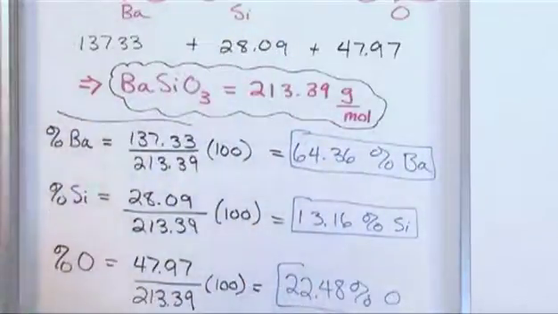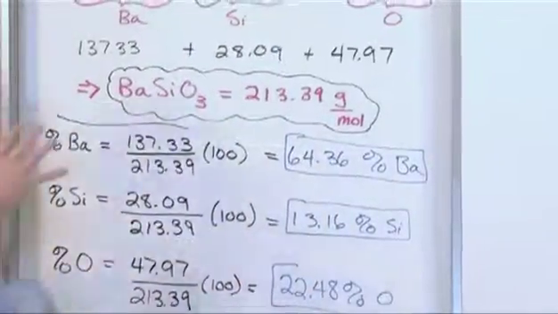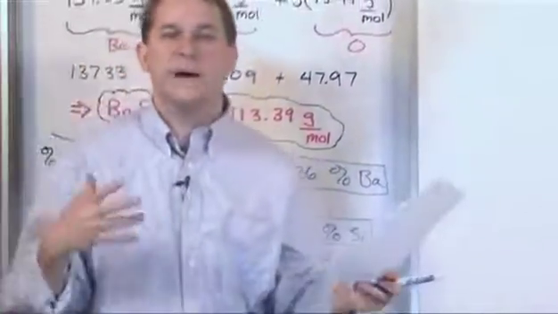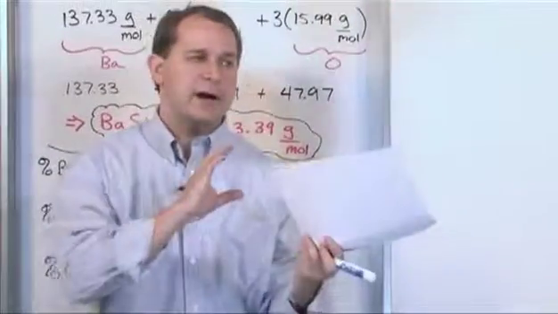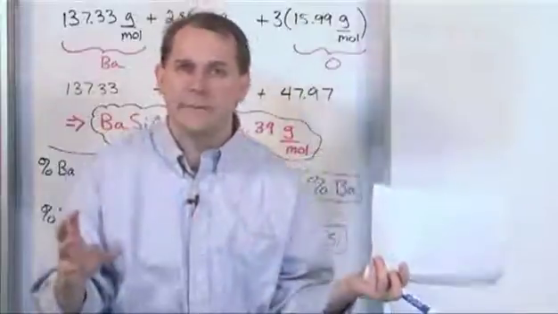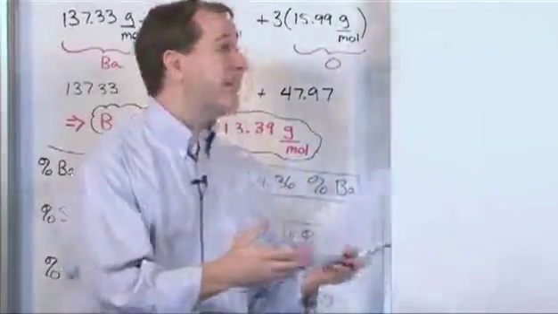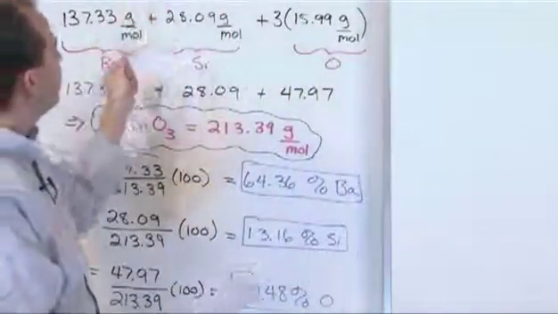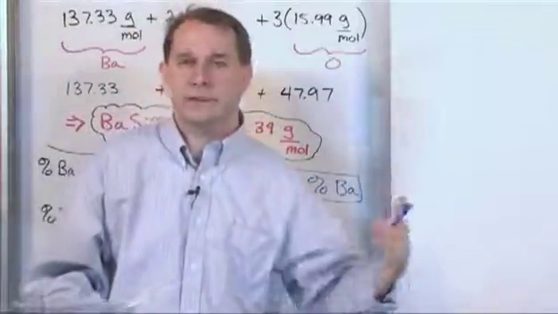Now, a couple of things to make sure you understand. This is a bulletproof way. This is the way you're going to do all of these things. When you find percent mass composition, you need to find the mass of the whole compound. You do that by looking at the periodic table and using the little subscripts to multiply out and get what the total mass is in grams per mole.